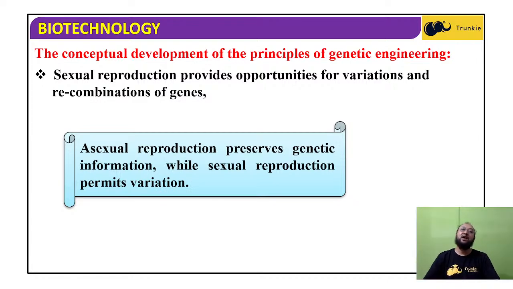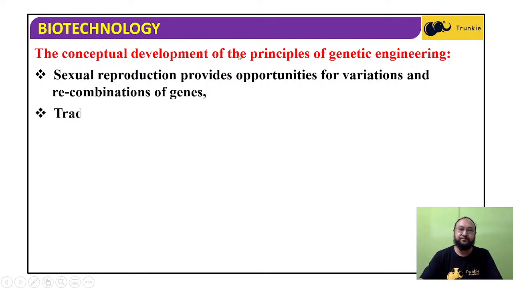So what happens in the case of asexual reproduction? The same set of genes, the same set of DNA, comes to the offspring, and there is no variation. The offspring and progenies formed after asexual reproduction will have the same set, with no change. So they have the same features and the same traits as their parents, and the genes present are also the same.